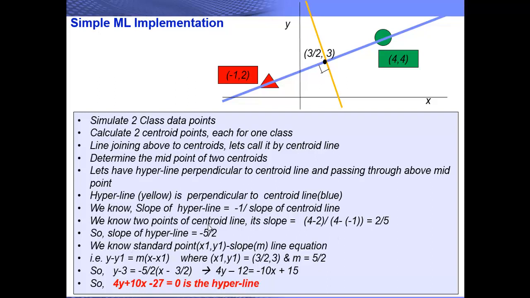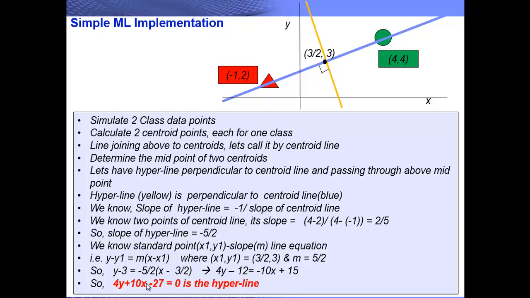We know two points of the centroid line, so its slope is going to be 2 by 5, so the slope of the hyperline is going to be -5 by 2, and then we know the standard point. So we got the hyperline, but we don't need this kind of equation in our programming, because we have already implemented the function which will take a slope and y-intercept as parameters and will draw the line, and that's why we changed that.